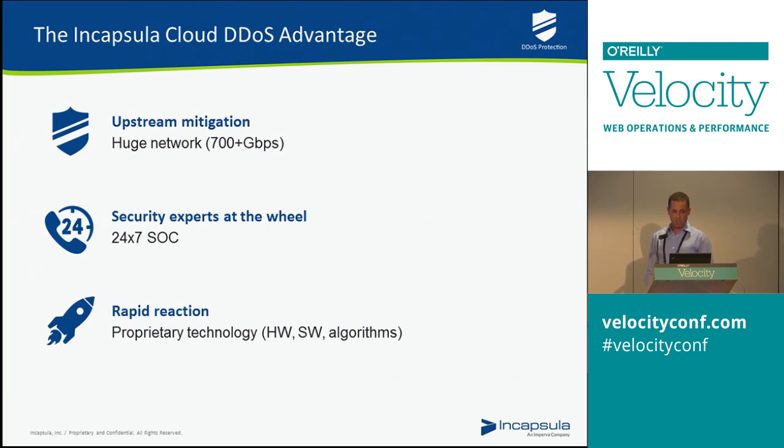Last thing is what I called rapid reaction. For example, Capsular is using its own proprietary technologies. Everything from hardware to algorithms, everything is custom built from scratch. Many providers are using third-party solutions. You should verify that the solution that you are using is flexible enough to react to changing attack patterns, because sometimes it's just people turning on an appliance that they bought and placed in the cloud, and it will not be good enough. So this is also an important thing.